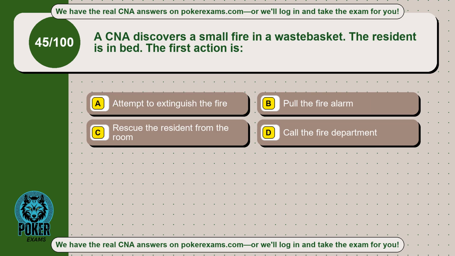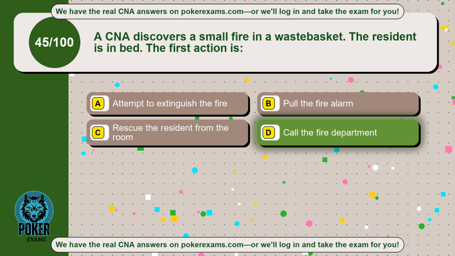Question 45. A CNA discovers a small fire in a wastebasket. The resident is in bed. The first action is: Option A. Attempt to extinguish the fire. Option B. Pull the fire alarm. Option C. Rescue the resident from the room. Option D. Call the fire department.